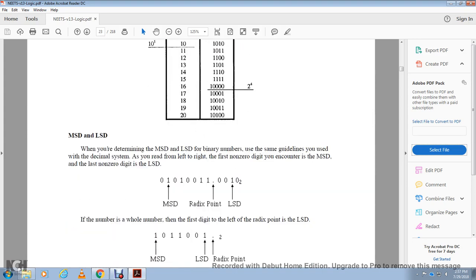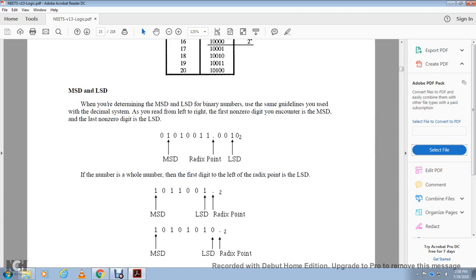Most significant digit, least significant digit. When you determine the most significant digit and least significant digit for a binary number, you use the same guidelines you use with the decimal system. As you read left to right, the first non-zero digit you encounter is the most significant digit. The last non-zero digit is the least significant digit. If you number the whole number, the first digit left of the radix point is the least significant digit, so you'd have the most significant digit 1, the least significant digit 1, and then the radix point.